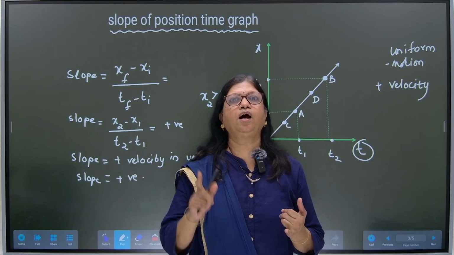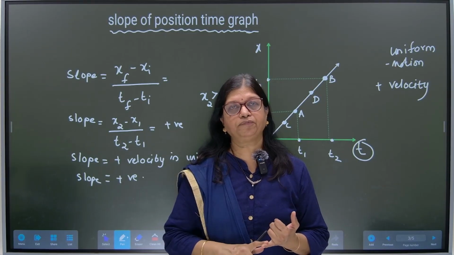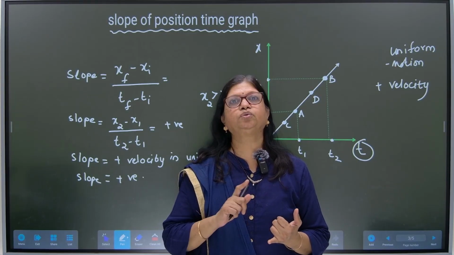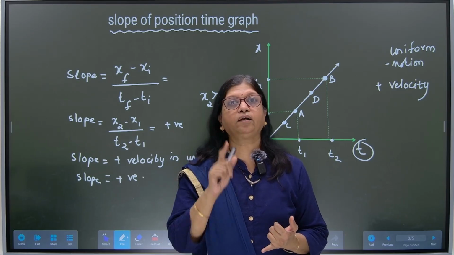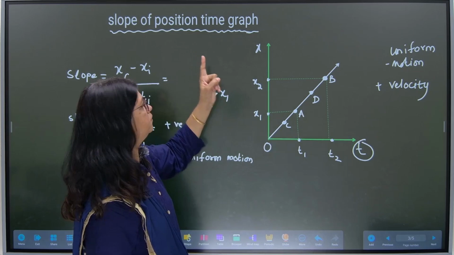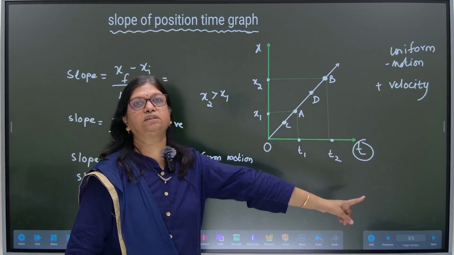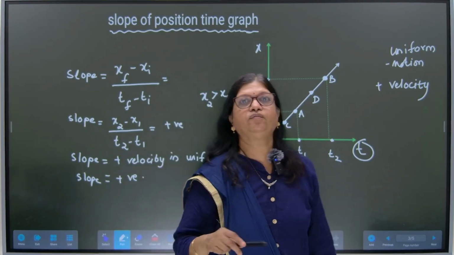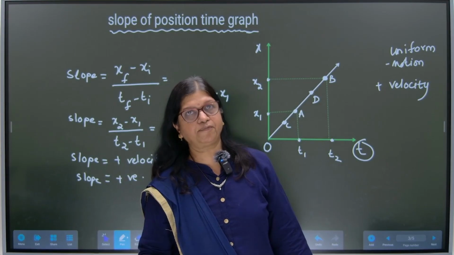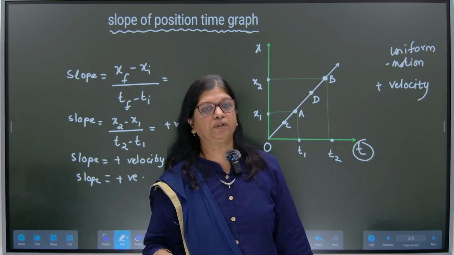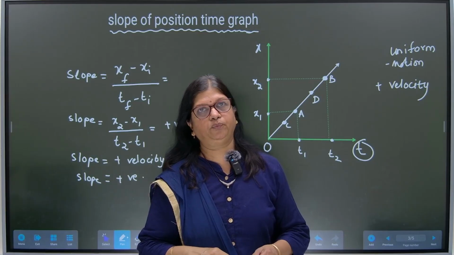Okay, so this is the way how to calculate the slope of a straight line graph to calculate the velocity of the object for a position time graph. That you have to remember, this is position and this is time. In the same chapter, we are going to get other graphs also. Velocity time graph, acceleration time graph we are going to get. So all these graphs must be remembered by you.